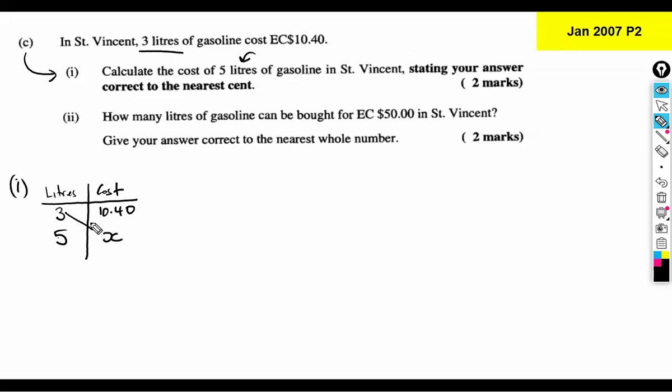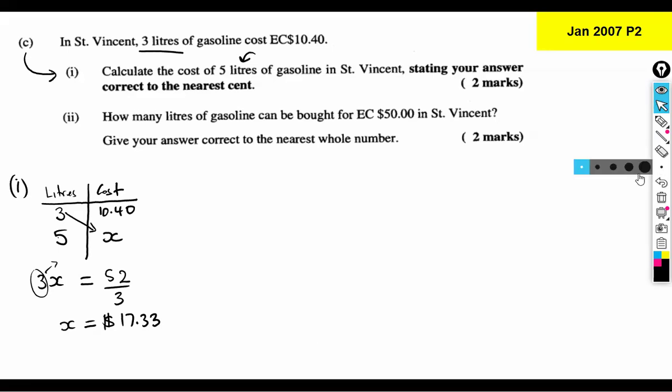You just need to cross multiply. 3 by x is 3x, and then $10.40 by 5 is $52. Making sure that's correct, right? Throw across and multiply, you'll get a divide. The cost of 5 liters is $17.33. Just double checking the answers here. Yep, lots of people had $17.33.